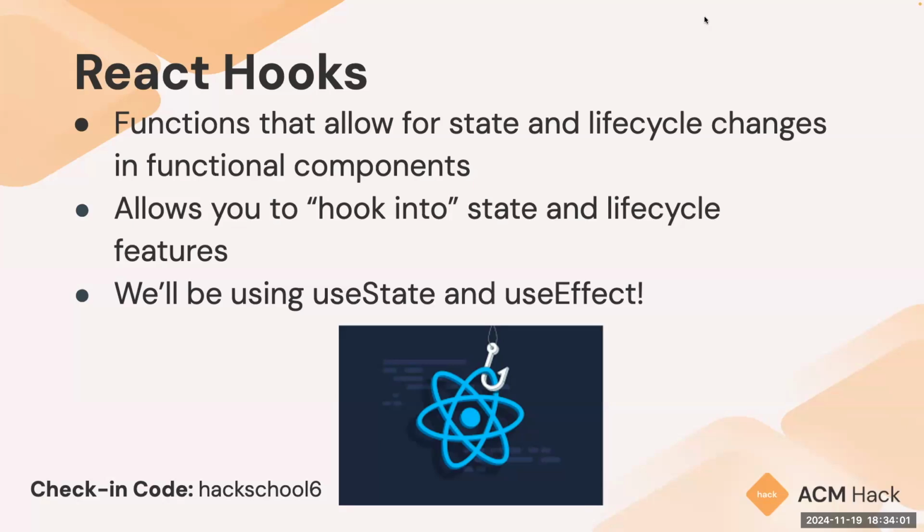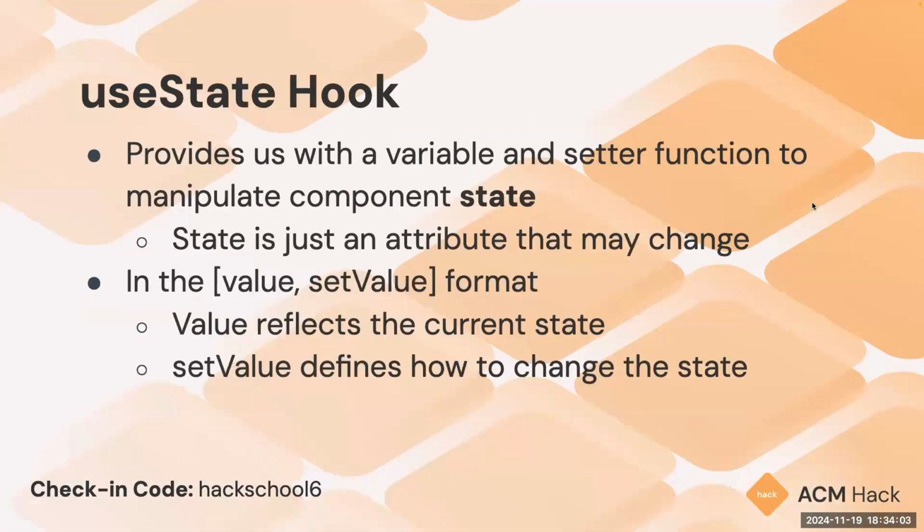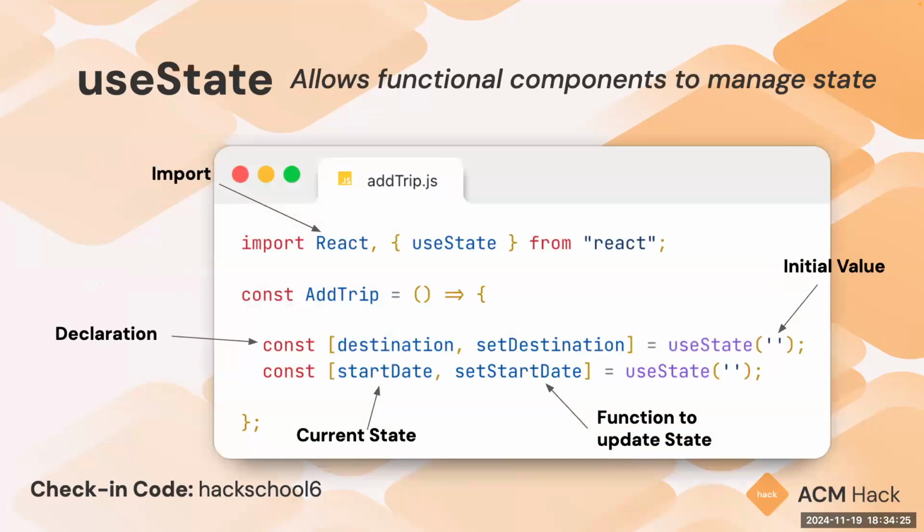So let's firstly talk about useState. The useState hook provides us with a variable and then a setter function that will manipulate that component's state. A state is just an attribute that can change. And we'll use this particular format, value and setValue, where your value refers to your current state and setValue refers to how exactly you're changing the state. So I think it's best to look at an example.